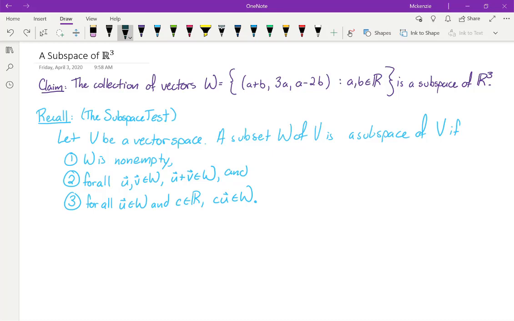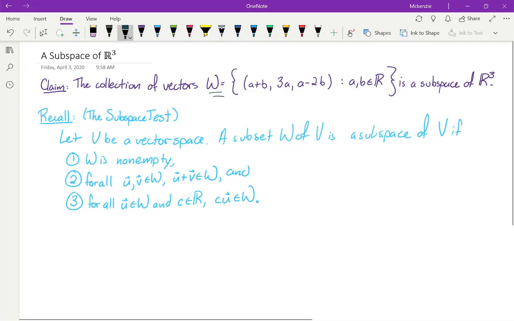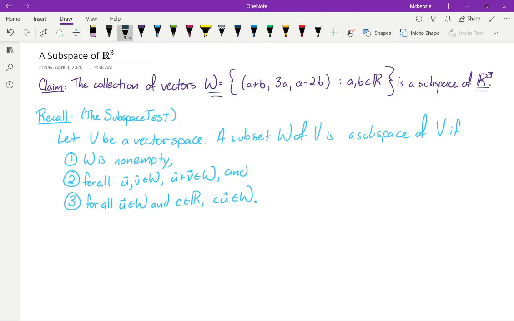Welcome back. In this video we're going to be taking a look at a set of vectors which I've described here as W, and we're going to go ahead and prove that it's a subspace of three-dimensional space. And to do that, we're not going to show that it's a full vector space. We're going to take advantage of the subspace test, which I've rewritten down here.